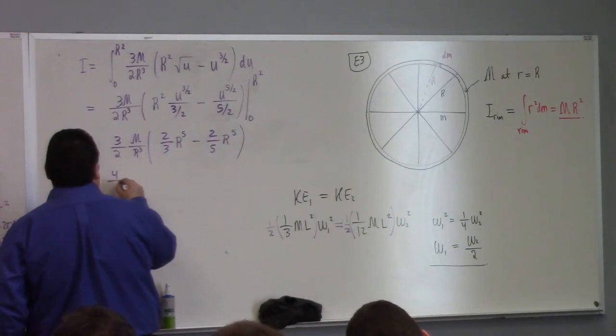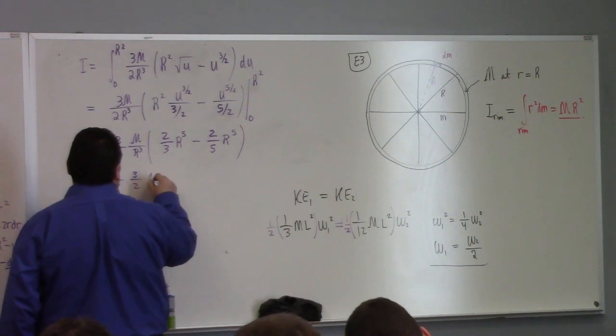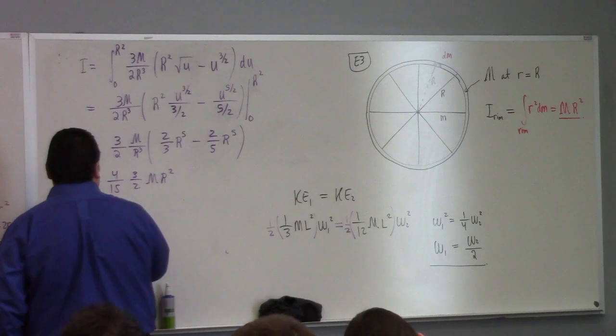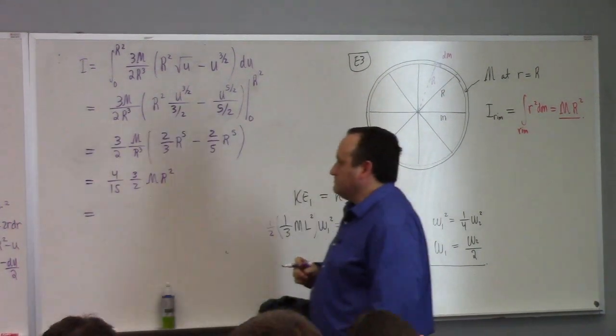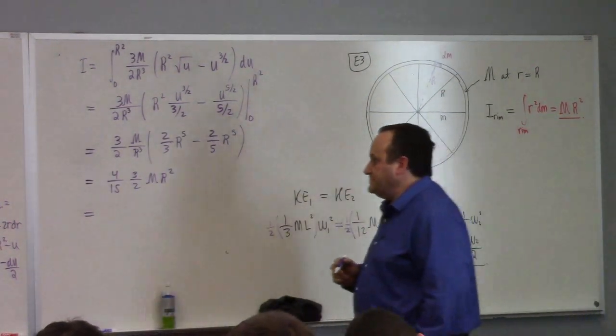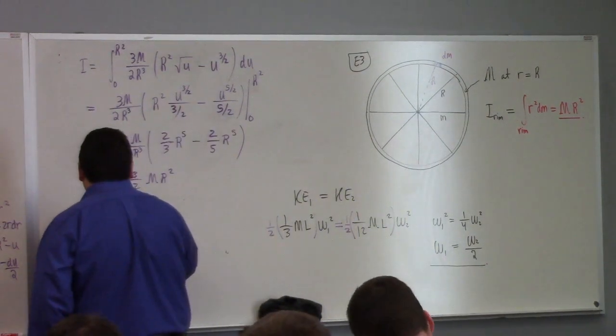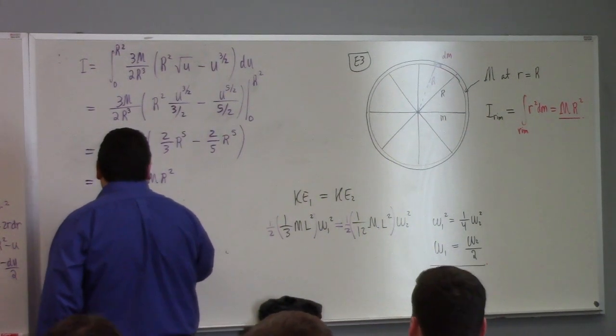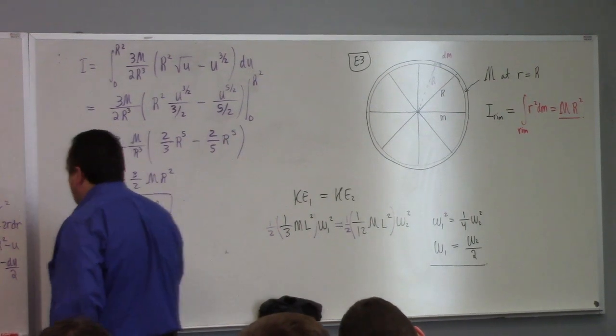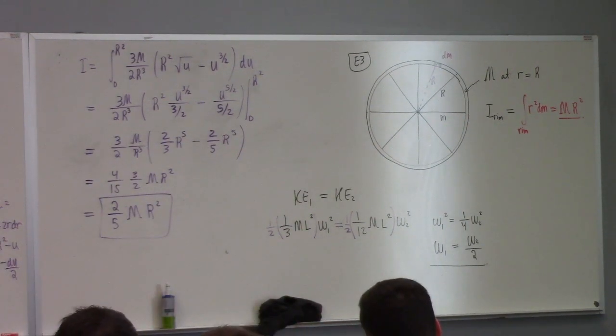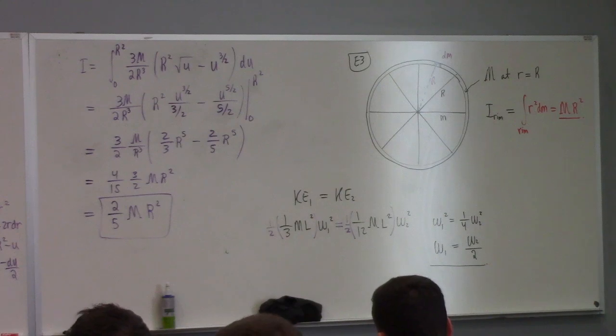If I calculated that right, 4 fifteenths times 3 halves, M R squared, which is 2/5 M R squared. That is the moment of inertia for a sphere. If it is a spherical shell instead, I think it works out to either 4/5 or 3/5. I can't remember off the top of my head, but I'll have to look into it for you guys.